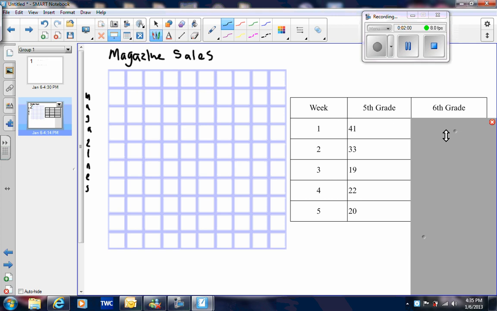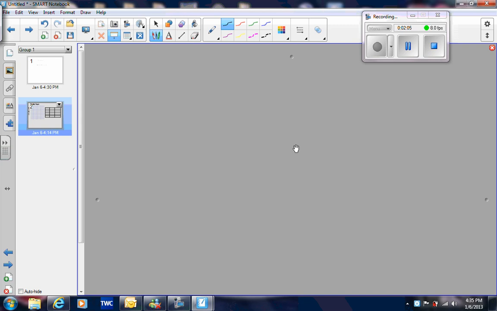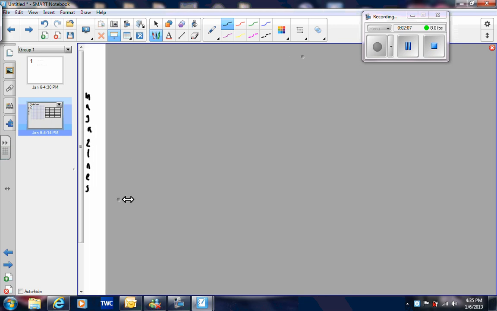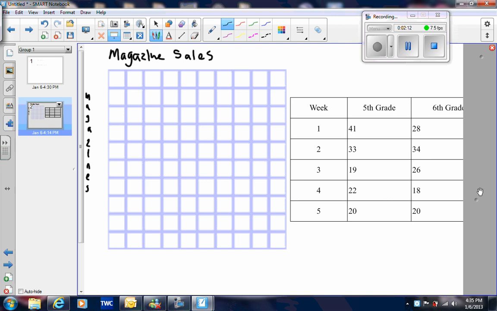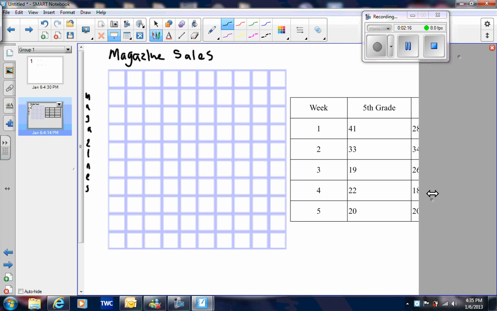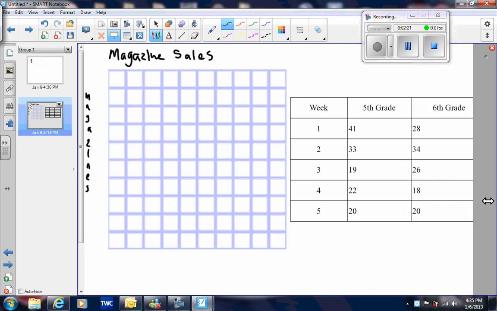Now, as I look at my magazines, I've got to get all the way up to 41 for fifth graders. So I look at my slide here, got 28, 34. So the highest I have to get up to is 34 for the sixth graders. I'll just leave that over now. As I look at my 0 down here, how far do I have to get up to? I have to get up to 41.